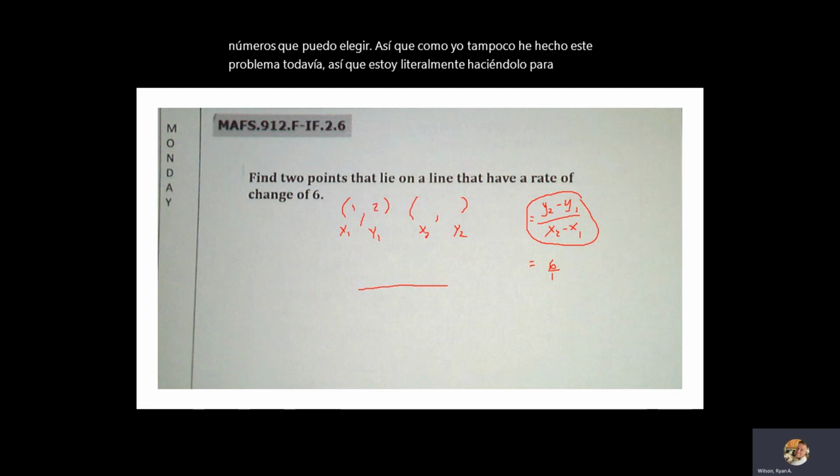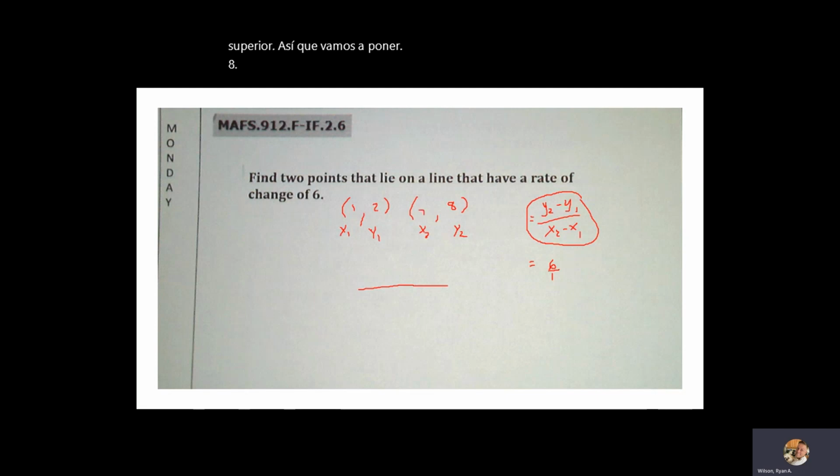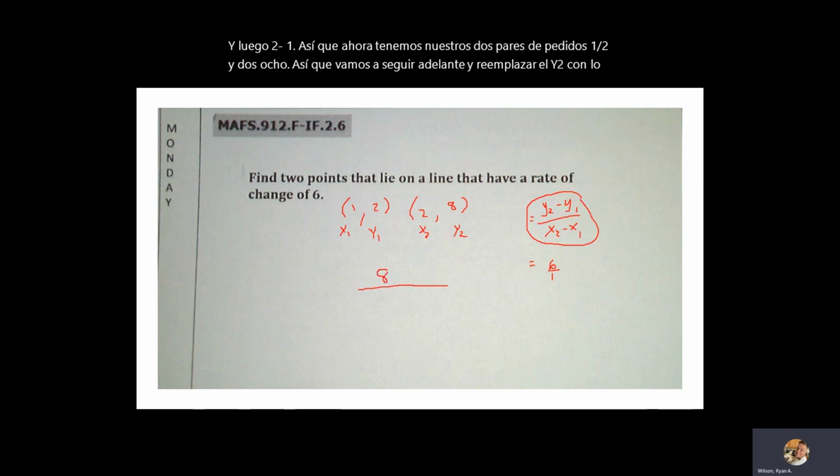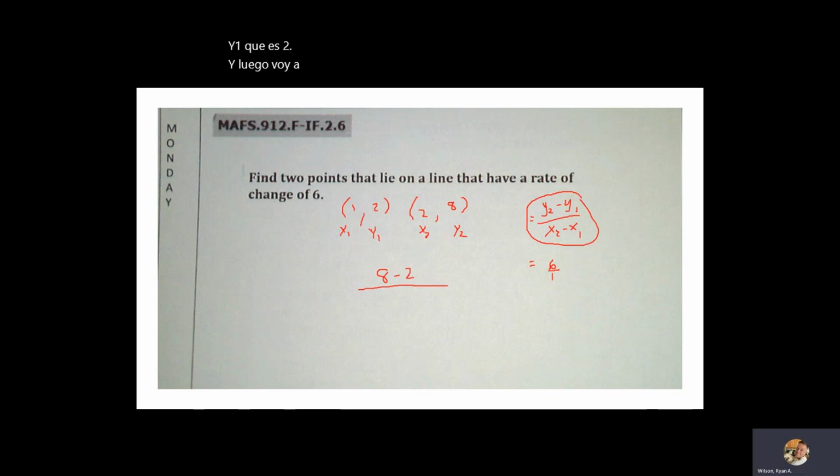So let's do 1, 2, and then because it's y2 minus y1, this number has to subtract to 2, and I have to get 6 on top. So let's put 8, and then 2 minus 1. So now we have our 2 ordered pairs, 1, 2, and 2, 8. Let's replace the y2 with the value of y2, which is 8. Now I'm going to replace my y1 with the value of y1, which is 2. Then I'm going to replace my x2 with the value of x2 that I found, which is 2. And the last one, x1, is 1.